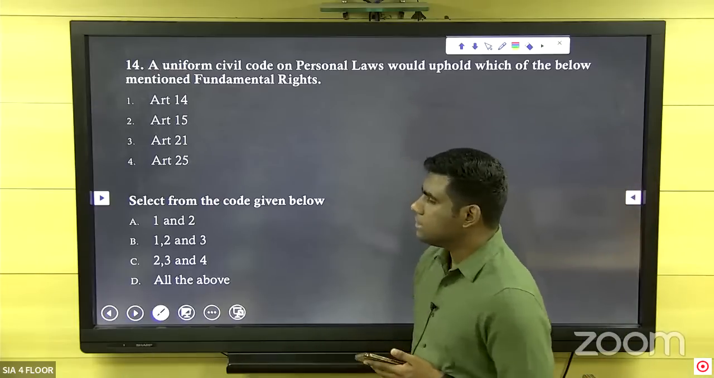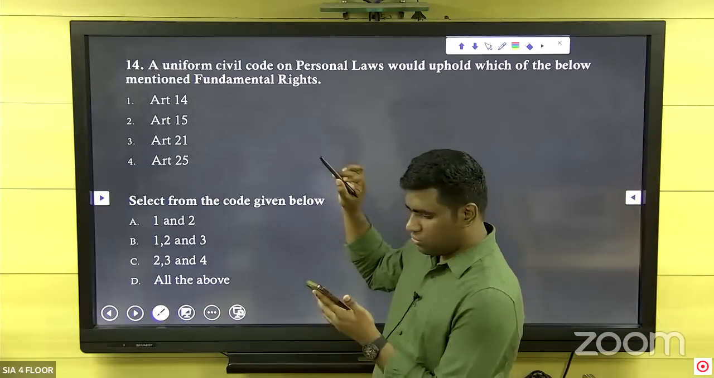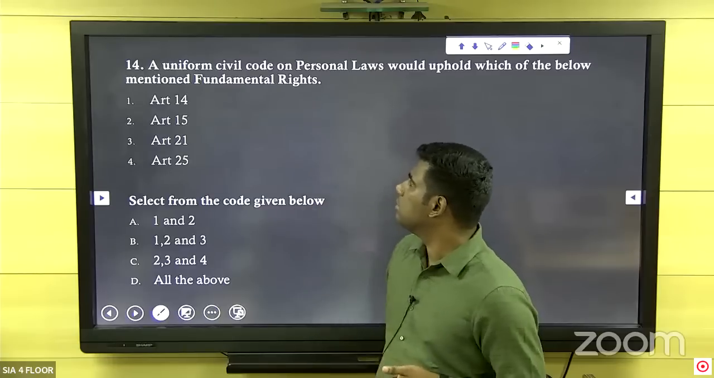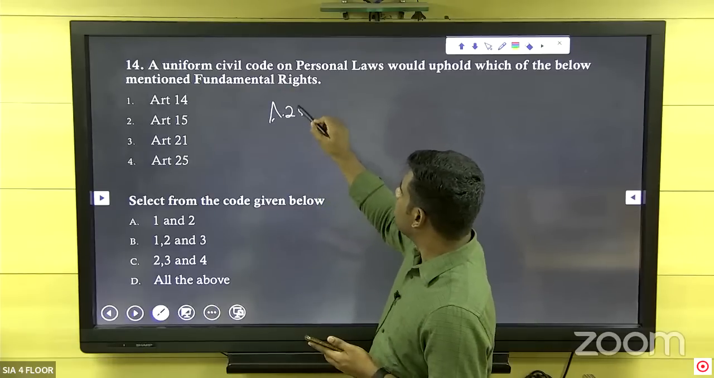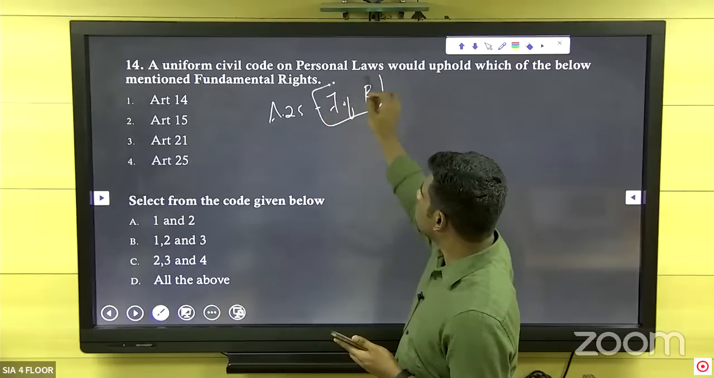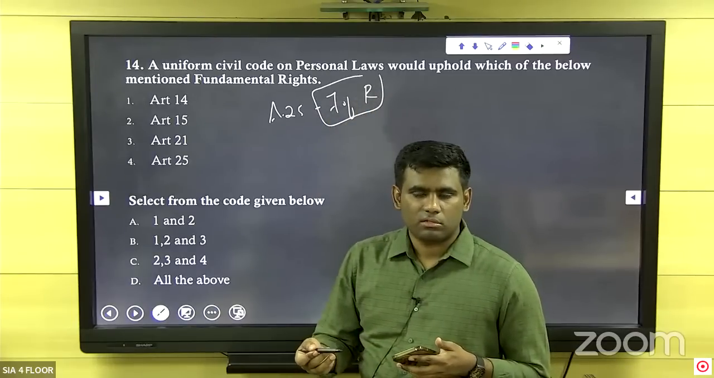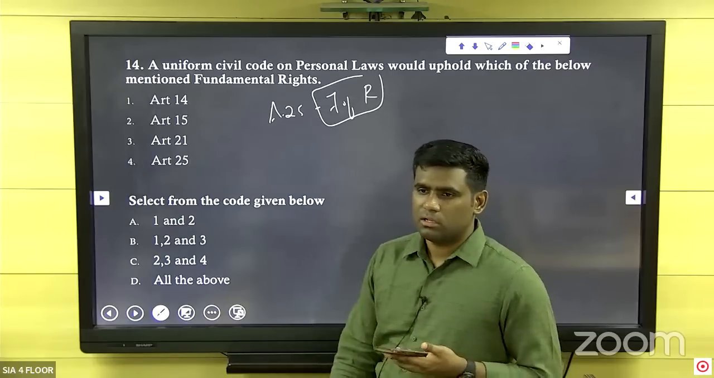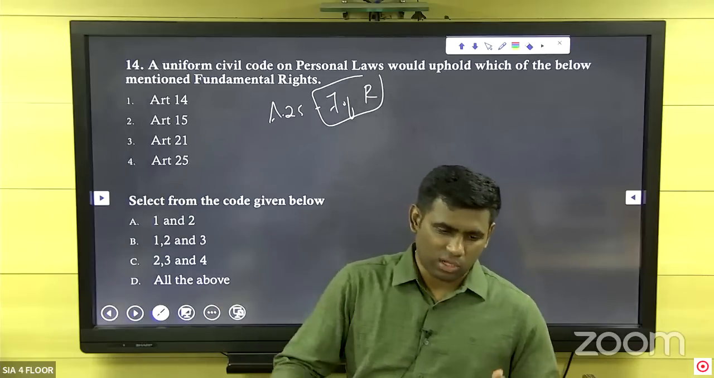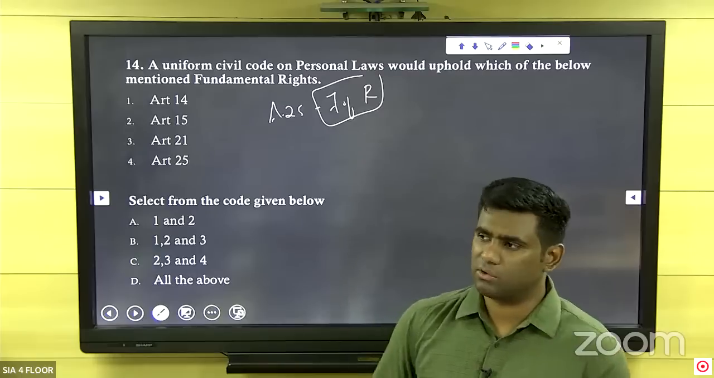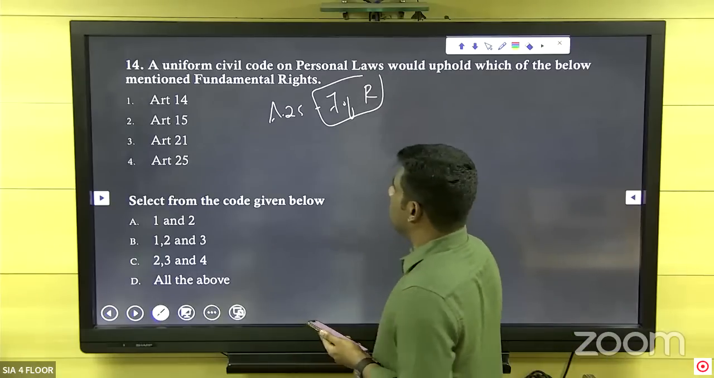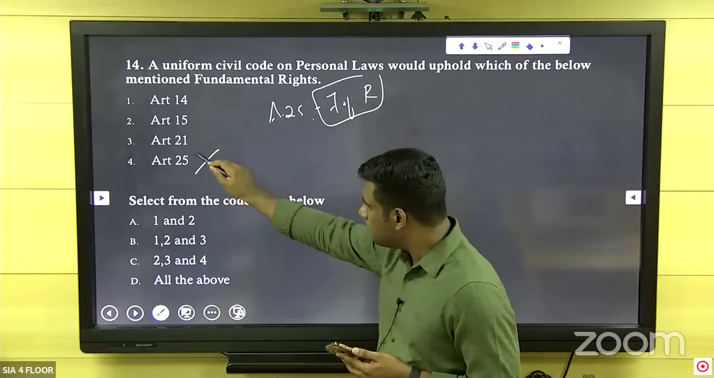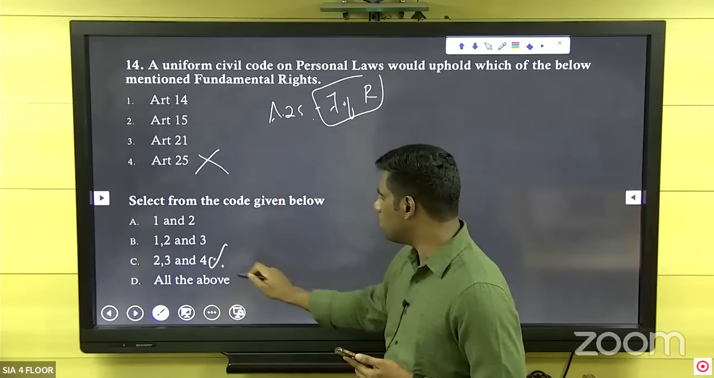See, those who are going with D, you are just not being careful. Article 25 is freedom of religion, right? You can manage your own religious affairs. You can manage your own ways of how to marry, how to divorce, how to succeed, how to inherit property. All these come under one community's own practice of their own affairs, their own religion, right? A uniform civil code is actually interfering with that. So Article 25 cannot be the answer. How can it be the answer? So 4 should not be the answer.